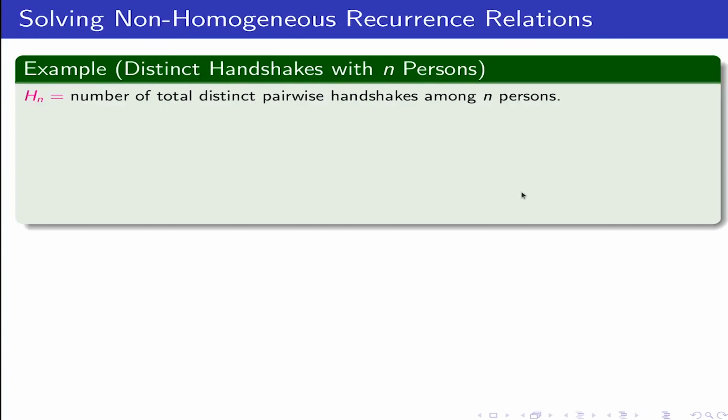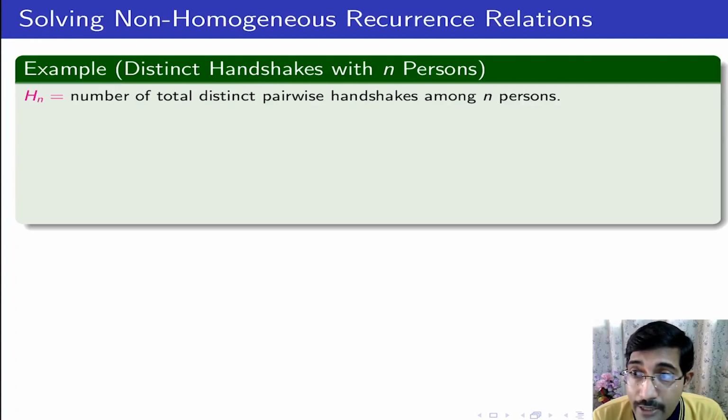Let's say how many distinct handshakes with n persons in a party can be possible. Obviously we know the answer, right? Because if everyone shakes hands with everyone else, nobody shakes hands with himself or herself, and nobody shakes hands with the same person twice, then it will just be nC2, the number of pairs of handshakes possible, right? So everyone shakes hands once with others and no one shakes hands with himself or herself.